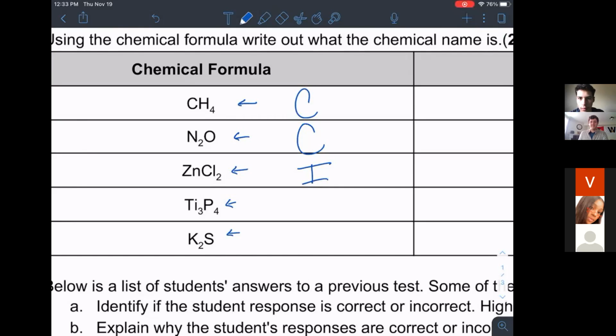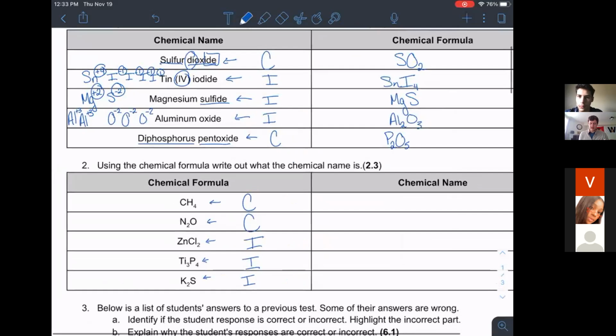Ionic or covalent? Ionic. Titanium, Ti, is a metal. And then the last one, K2S. Ionic. All right. So now when we're naming these covalent compounds, it's similar to when we did our formula writing, just in reverse. So we're going to take our two elements, we're writing those names down, and then we're adding those prefixes and changing our ending.